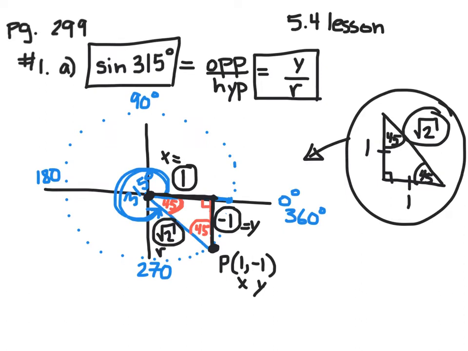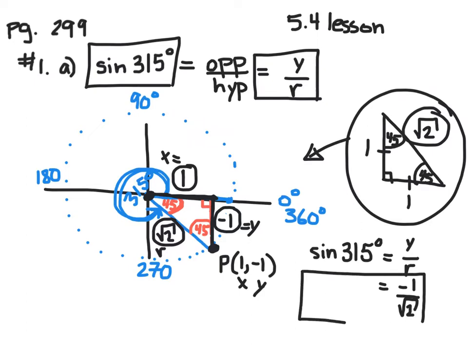So in reality, according to this picture, if we wanted to find the sine of 315 degrees, that should be no problem. We could do this without any calculator, because we do know the value of y and we do know the value of r. The value of y happens to be negative 1, and the value of r happens to be root 2. So this is the final answer. Sine of 315 is negative 1 over root 2. However, we would not keep the final answer as negative 1 over root 2.